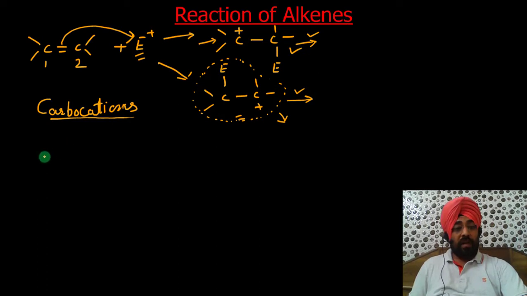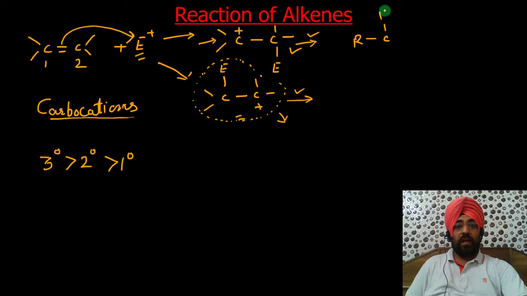Now, stability of carbocations follows the order: tertiary carbocations are more stable than secondary carbocations, which are more stable than primary carbocations. So a tertiary carbocation is of this form. This is an alkyl group, CRR positive. This is a tertiary carbocation.